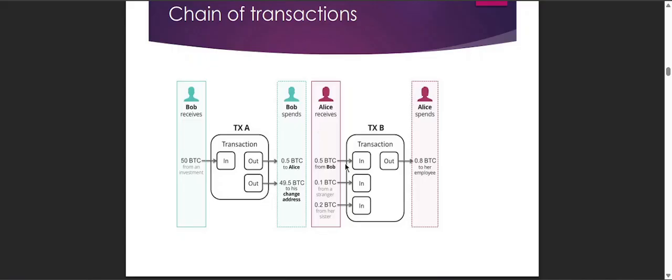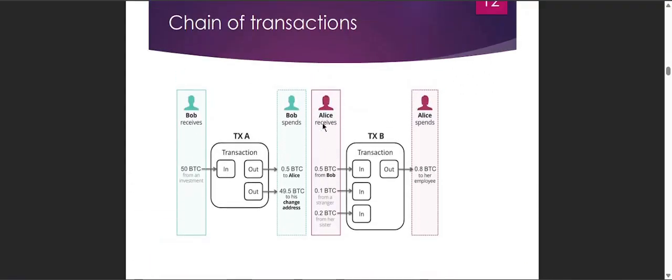Okay, as you can see, what Alice is going to receive is 0.5 as an input, 0.1 from the stranger, and 0.2 as a sister. That will be segregated into the blocks, and the output is deployed to the employer. Okay, that Alice will spend. This is called the chain of transaction.